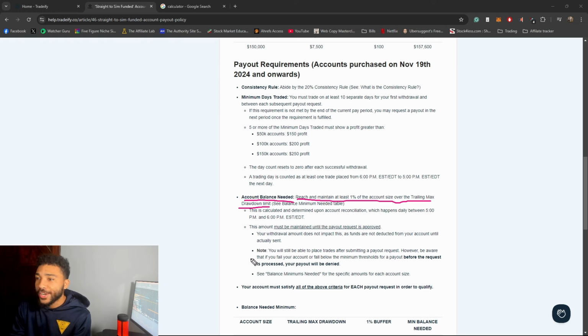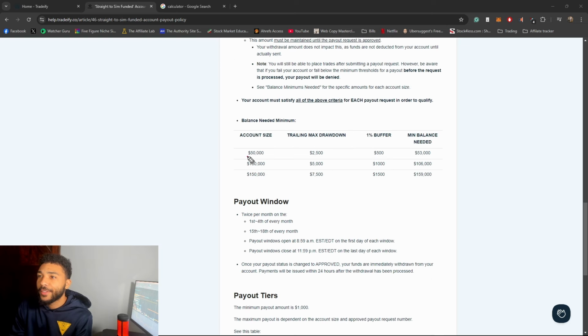So let's look at the criteria that you need to reach in order to request a payout. For a 50K account, it's going to be the trailing max drawdown of 2,500. So you need to get over that. And then that 1% buffer that comes in instead of the $100 buffer is now $500. That's 1% of a $50,000 account. So you need to have at least $53,000 in it to be able to request a payout.